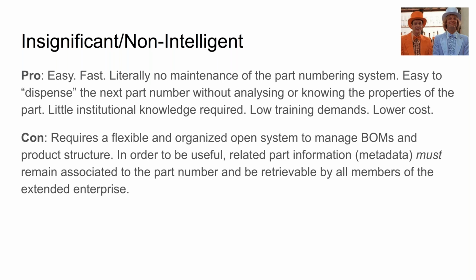So the second type there is the insignificant or the non-intelligent part number. And what's the benefit of that? Wow, it's easy, it's fast. There's literally no maintenance of the part numbering system other than to keep track of the next available part number. And it's easy to dispense that, and doesn't require a lot of analysis or institutional tribal knowledge about how the part numbers work. Easier to bring new folks into the organization.